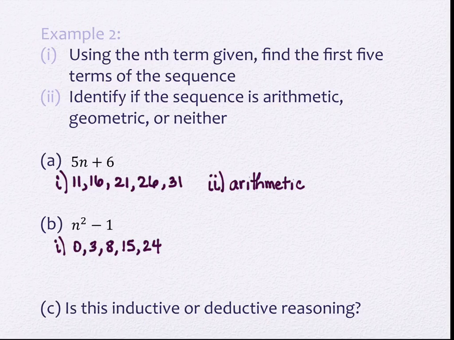Okay, so these are the squares minus 1. I mean, that's what it said right here, right? N squared minus 1. So I have 0, 3, 8, 15, and 24. Is it arithmetic, geometric, or neither? Arithmetic means I add the same number every time. Can I do that? No. Geometric means I multiply by the same number every time. No. The very fact that there's a 0 in it means it can't be geometric, right? Because if you multiply 0 with something, you get a bunch of zeros. So this one would be neither.